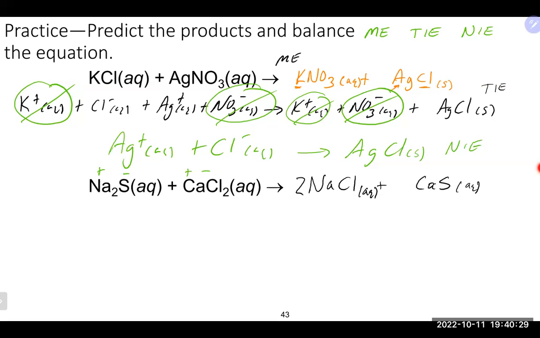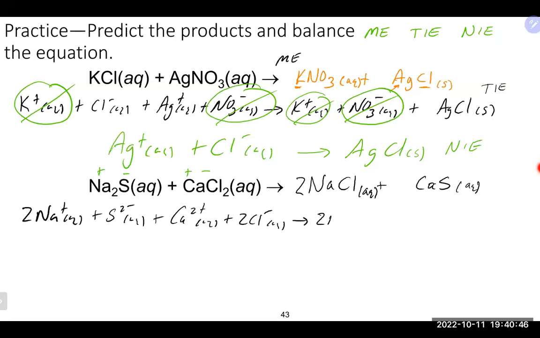And if we went to our total ionic equation, we would get this: 2 sodium ions plus a sulfide. The calcium chloride would break apart into a calcium ion and 2 chloride ions. The sodium chloride would also break apart into 2 sodium ions and 2 chloride ions. And the calcium sulfide, because it's aqueous, would also break apart into a calcium ion and a sulfide ion.